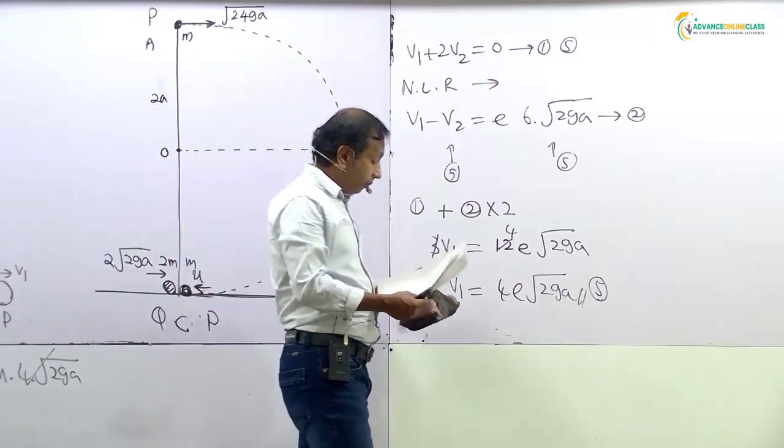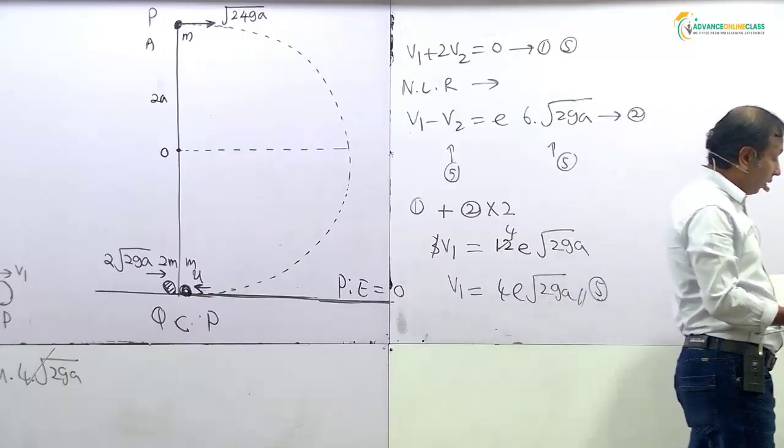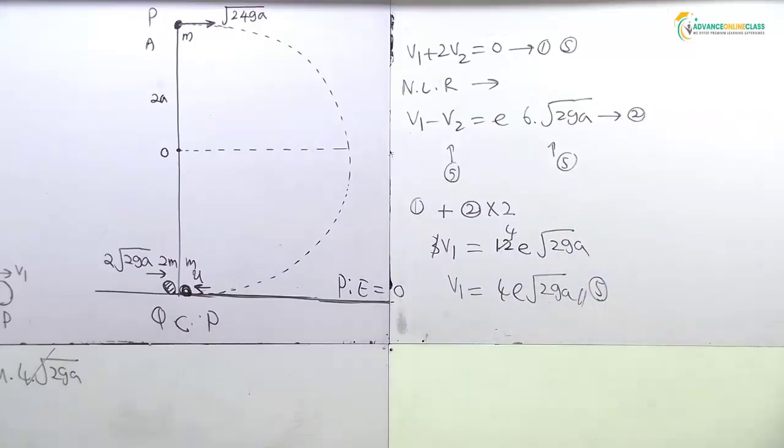Okay, what's the next part? After a certain time of impact, the string OP makes an angle theta with OA. Find the tension in the string at this moment. Find the minimum value of e so that the particle P performs complete circular motion about O.